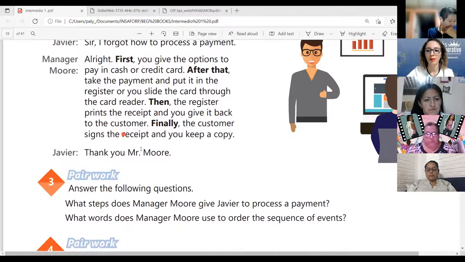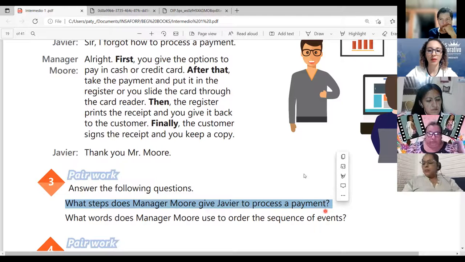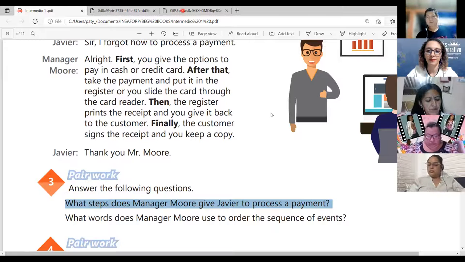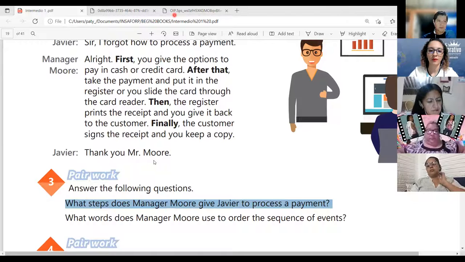I have questions for you. Question one and question two about the conversation. And we will start with Elena. Okay, Elena, question number one. What steps does Manager Moore give Javier to process a payment? What are the steps that he gives to make a payment, to process a payment? Mr. Moore explained the steps to pay in cash or credit card. Give the option to the client and after that take the payment and put it in the register or you slide the card through the card reader. Then the register prints the receipt and you give it back to the customer. Finally, the customer signs the receipt and you keep a copy.